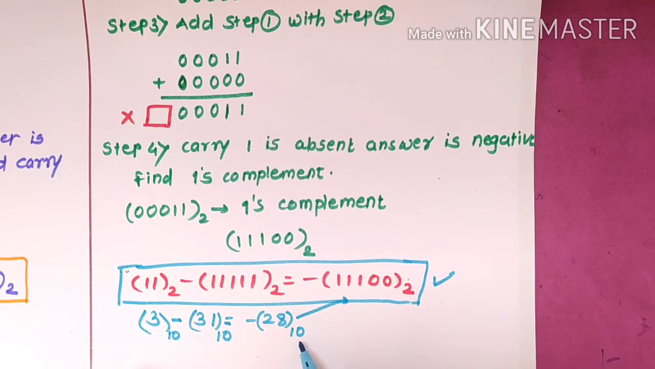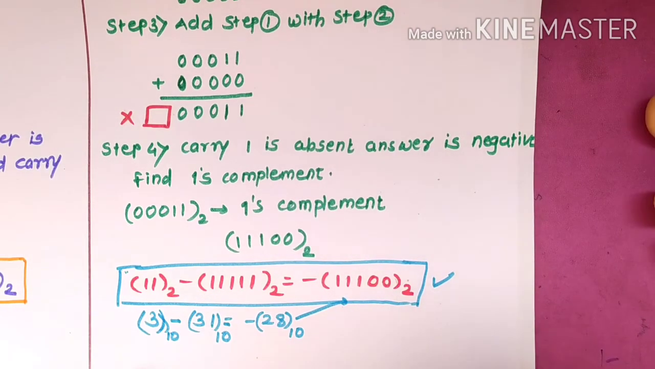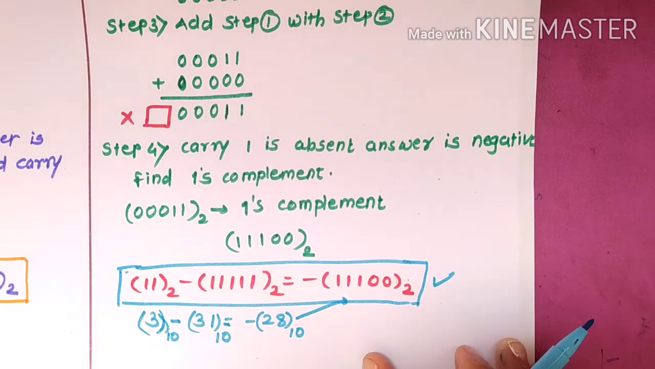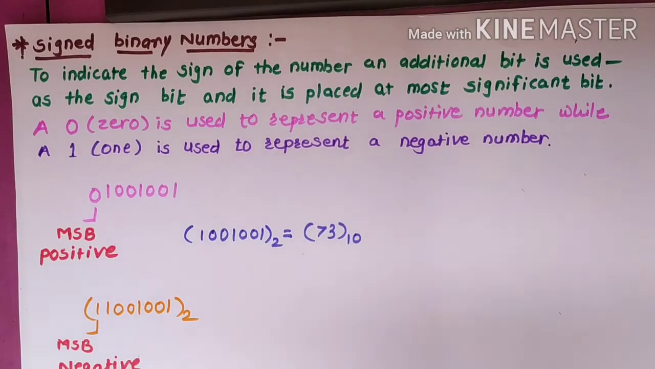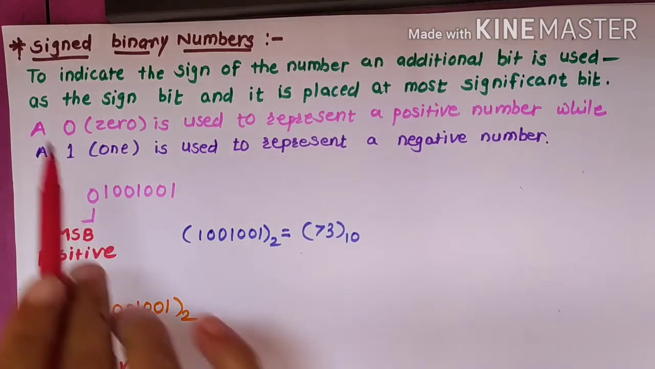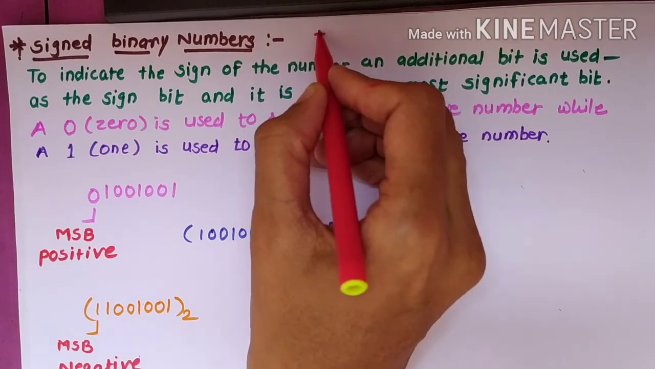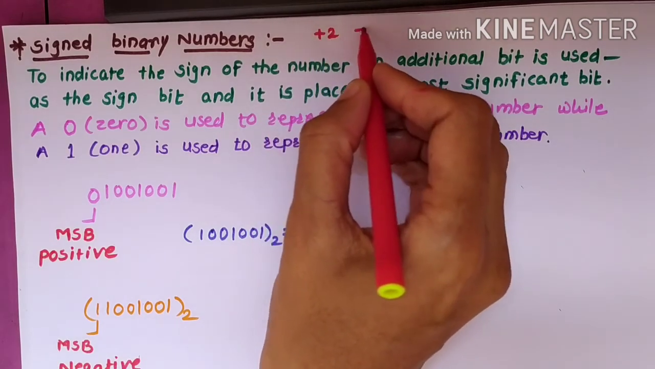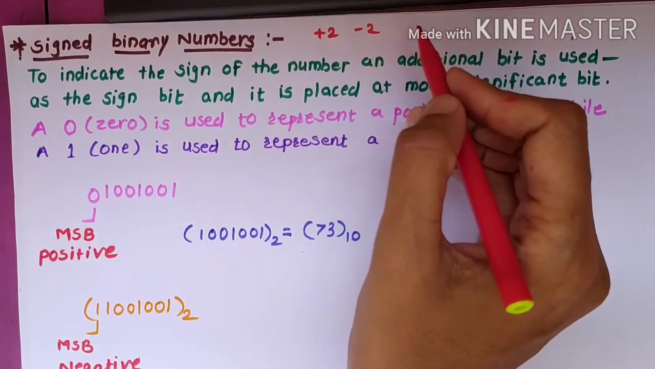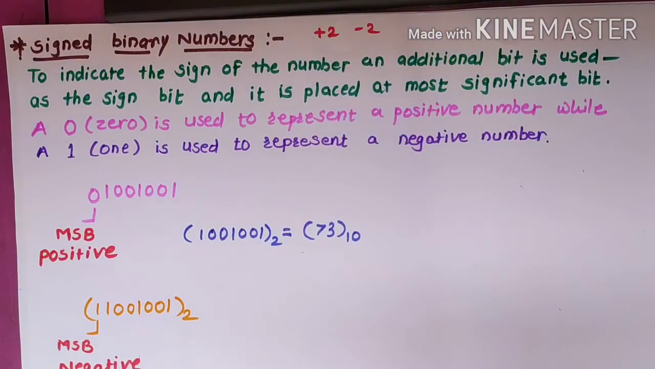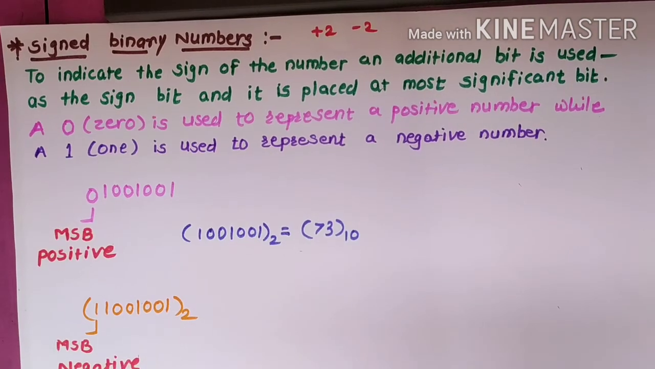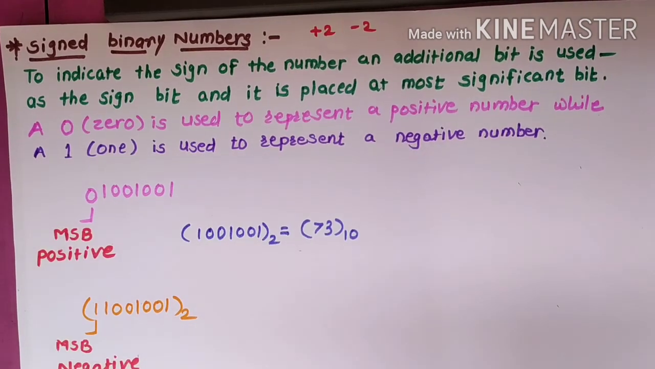But remember that you don't have to write this short technique in the exam. Only you have to write the answer up to this step. Is that clear? Now, this is the last concept, signed binary numbers. As you know that in algebra, we can write signed numbers like +2, -2 or any other decimal number. In the same way, we can represent the binary number in signed form in a different way.